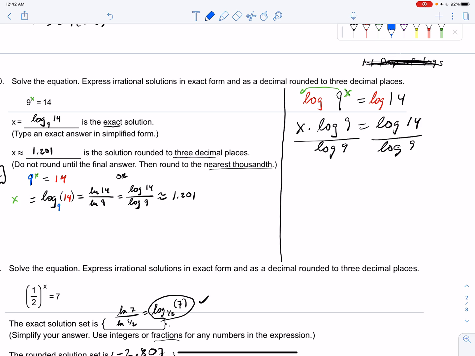So then we reduce the common factor of log of 9. That leaves us with x equals common log of 14 divided by the common log of 9, which you can see is the same answer I got right there, as an exact solution. All right, so there's that.